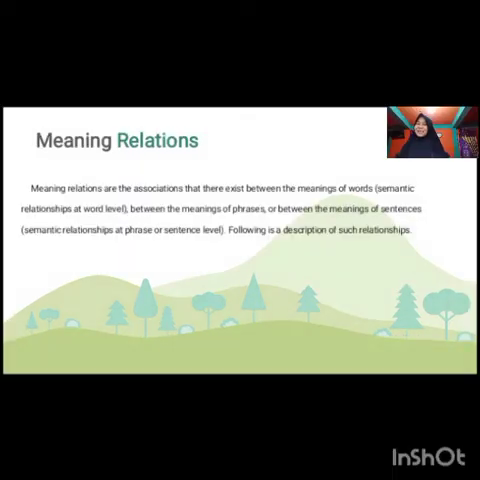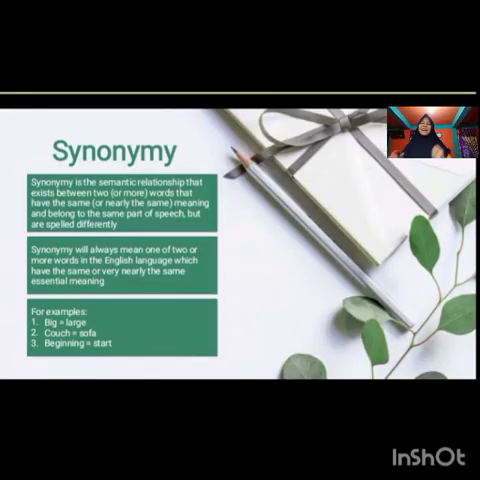The next topic is meaning relations. The definition of meaning relations is the associations that exist between the meanings of words or between the meanings of phrases or between the meanings of sentences. And here are the explanations of such relationships.